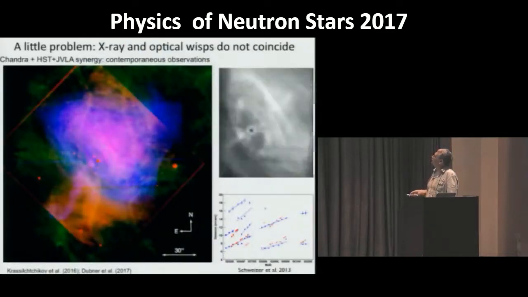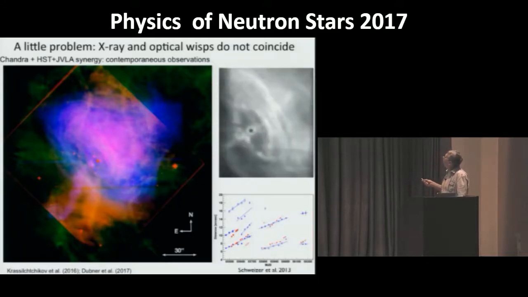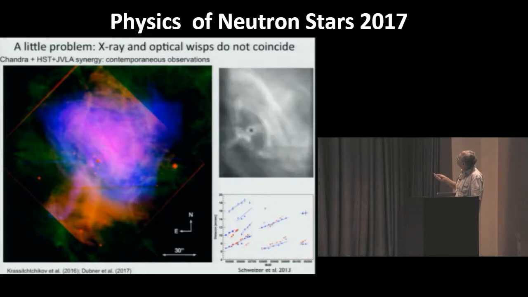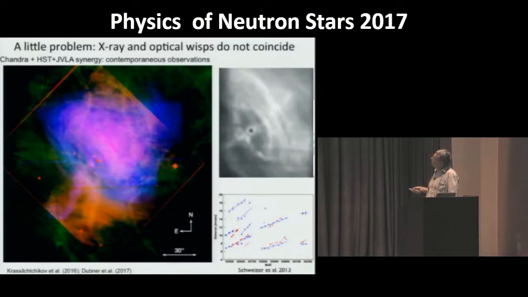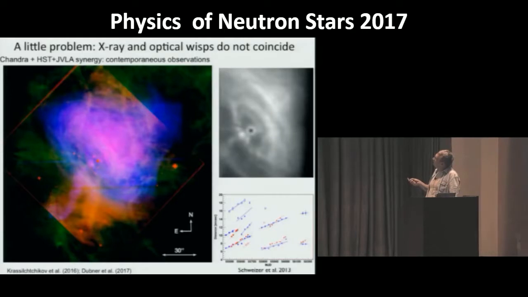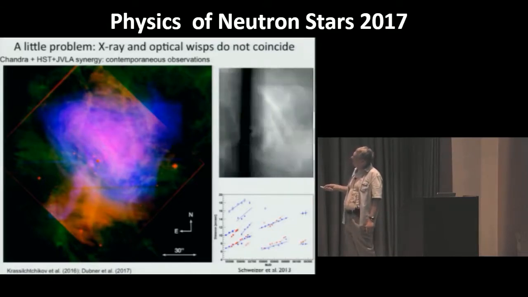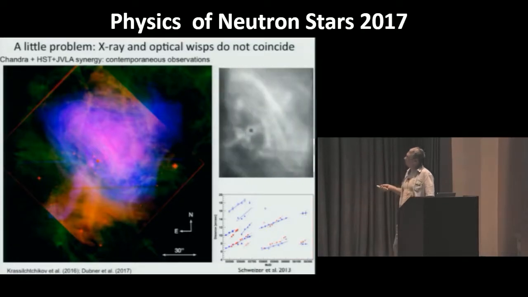So this is another picture of the Crab, which is interesting. This is perhaps a better demonstration of the wisps moving in X-rays. So this is X-ray observations, right? And this is a multi-wavelength image of the Crab done with JVLA, Hubble, and Chandra. So what's interesting in this multi-wavelength image? Well, first of all, you can see three jets, really, in different colors, different wavelengths.